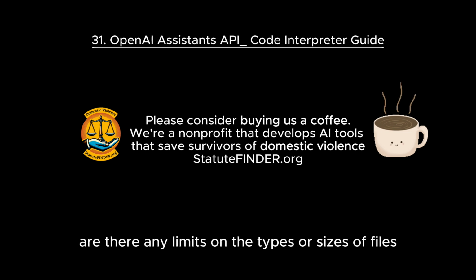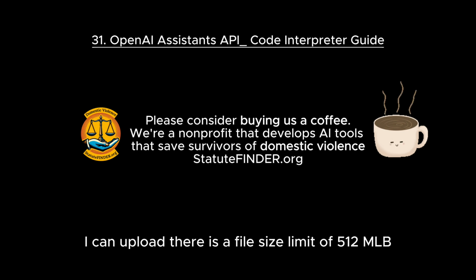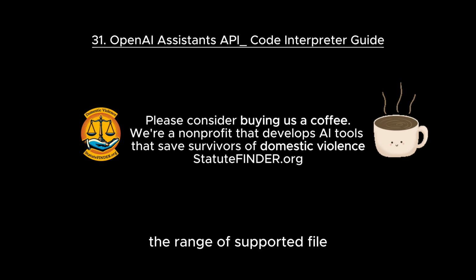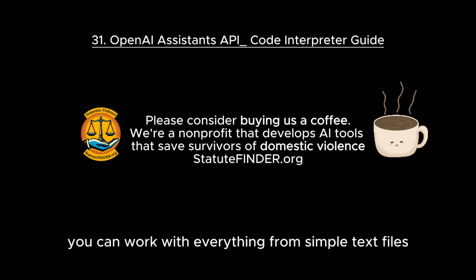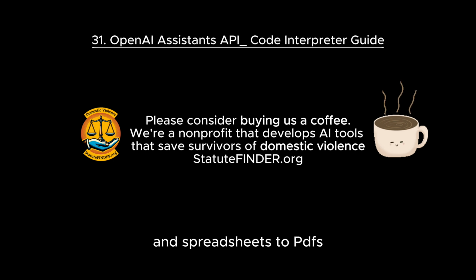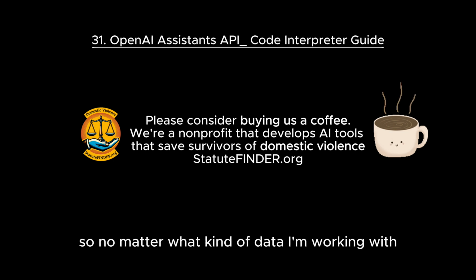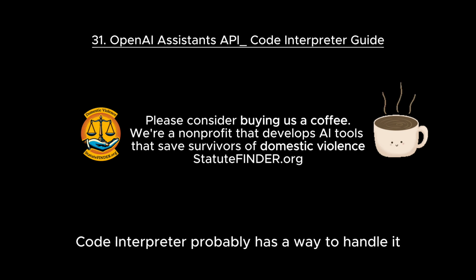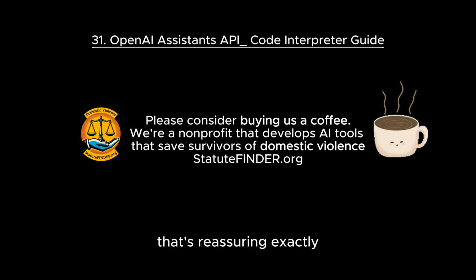Are there any limits on the types or sizes of files I can upload? There is a file size limit of 512 MB. Okay. But the range of supported file formats is pretty impressive. You can work with everything from simple text files and spreadsheets to PDFs, images, and even compressed archives. So no matter what kind of data I'm working with, Code Interpreter probably has a way to handle it. That's reassuring. Exactly. Now let's talk about the outputs.